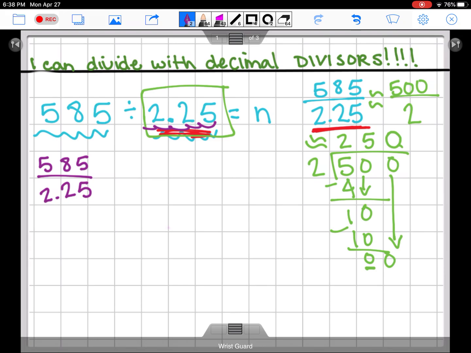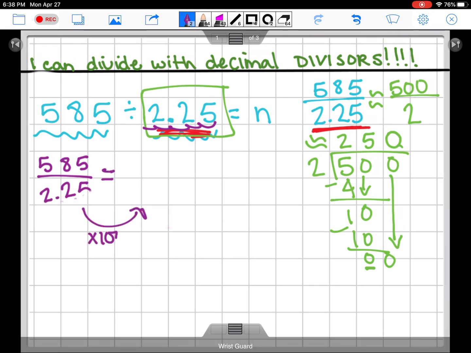When we think about place value, I have 2 place values behind the decimal here. So I can't just multiply by 10. If I multiply by 10, that would move me 1 spot over in my place value, but I need to go 2 spots. So that means I need to multiply by 100. Get rid of that goofiness. Multiply by 100. So I'm going to do that here.